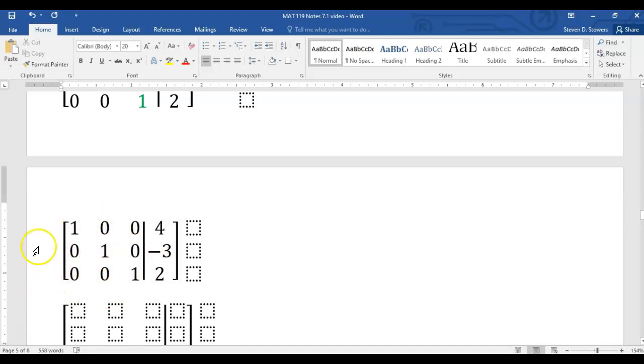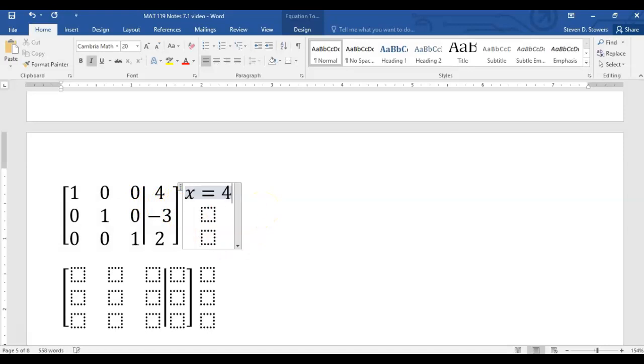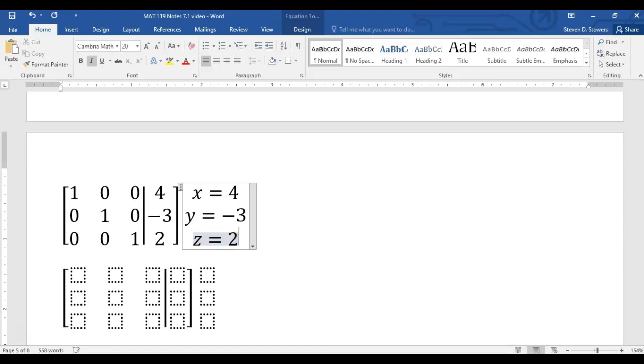Now notice what this is telling us. The first row of the matrix says that 1 times x plus 0 times y plus 0 times z equals 4. So that just means that x is 4. The second row is telling us that 0 times x plus 1 times y plus 0 times z is equal to -3. And the third row of the matrix is telling us that 0 times x plus 0y plus 1z equals 2. So we have our solution.